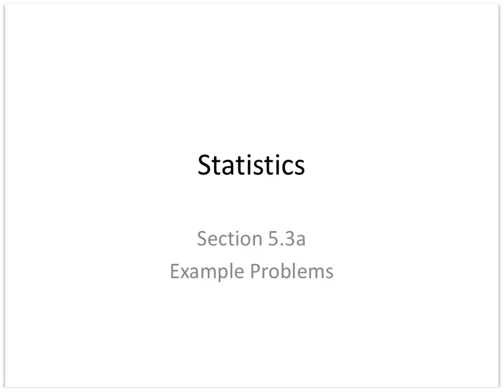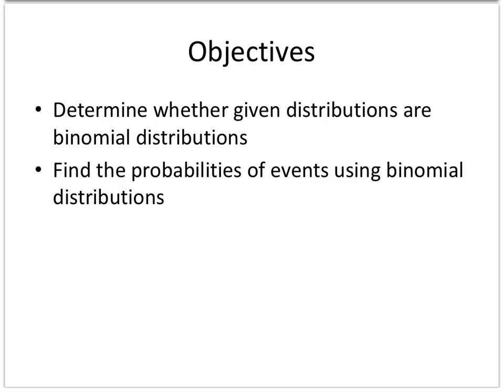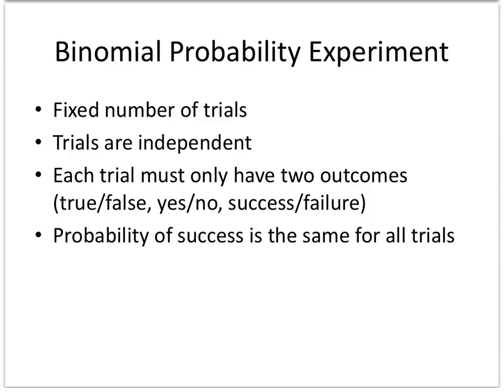Let's look at some example problems where we want to determine whether the given distributions are binomial distributions, and we want to find the probability of events using binomial distributions. All right, so what is a binomial probability experiment where we get an actual binomial distribution?